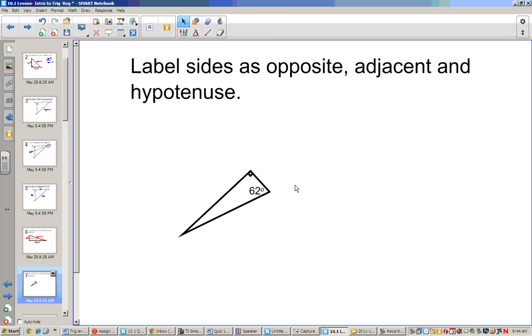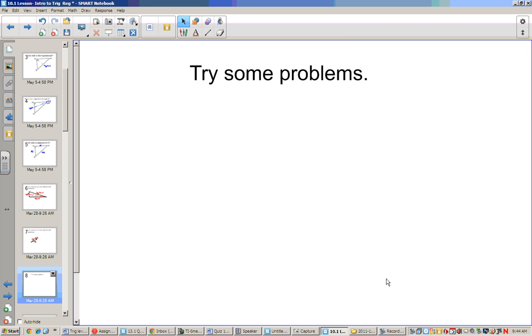Now let's move on to this one. Take a second and pause the video and label these three sides. And when you're ready, start it back up again. Now since this is the 90-degree angle, this side will be the hypotenuse. Across from the 62 will be the opposite side. And this side over here will be the adjacent side. All right, hopefully that's good enough to start the problems.